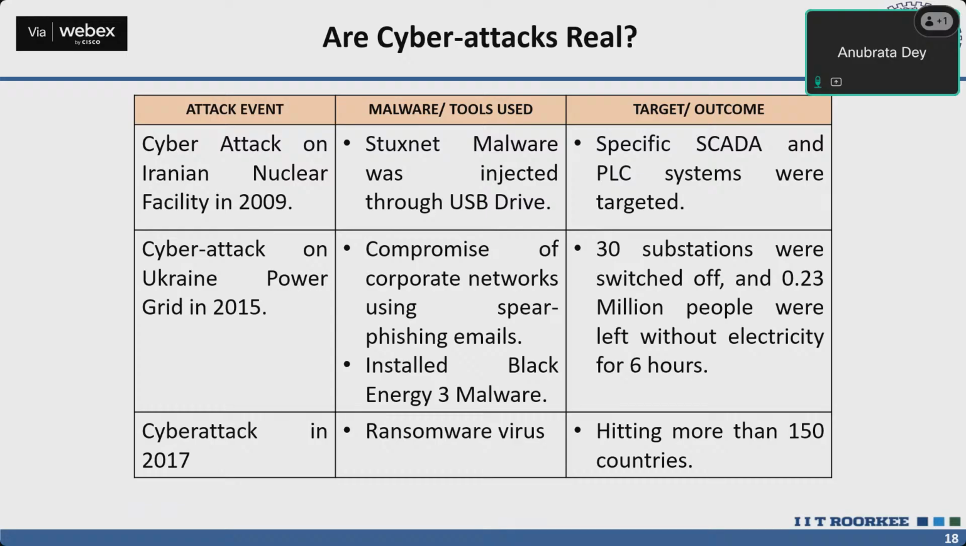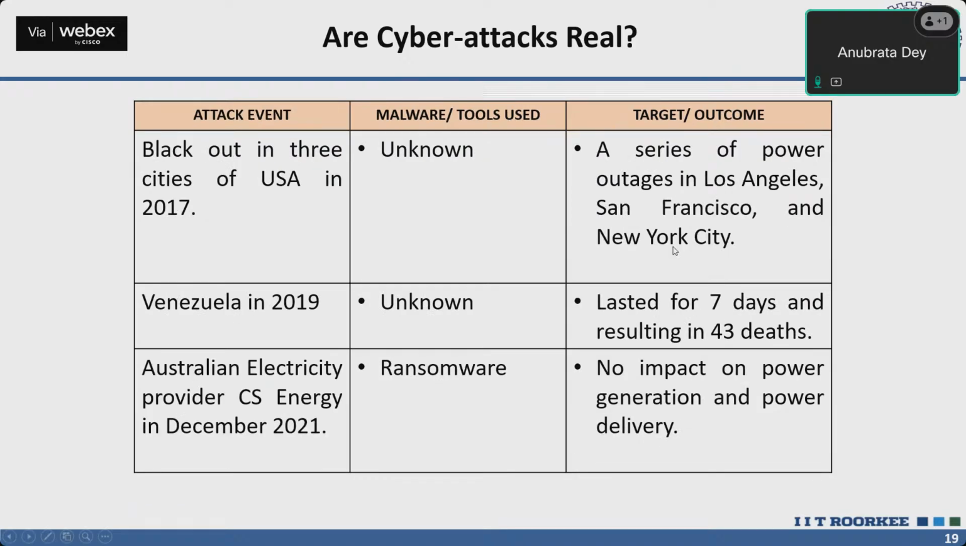Then a cyber attack was done in 2017 which hit more than 150 countries. It was because of ransomware. Then again in the USA in 2017, three cities were targeted: Los Angeles, San Francisco, and New York City. The type of malware was unknown. Again in Venezuela in 2019, it lasted for 7 days and reportedly caused 43 deaths.